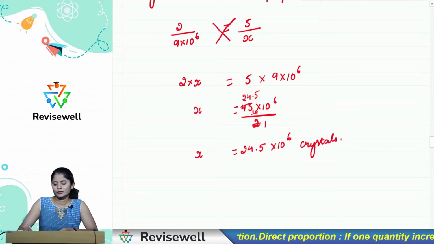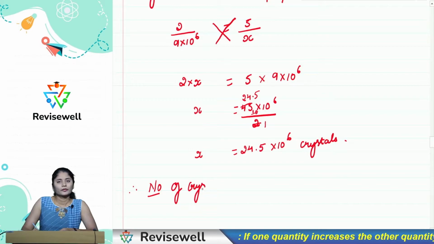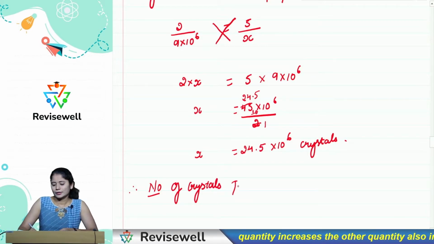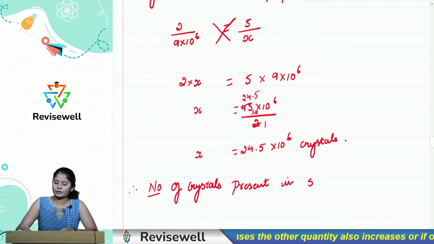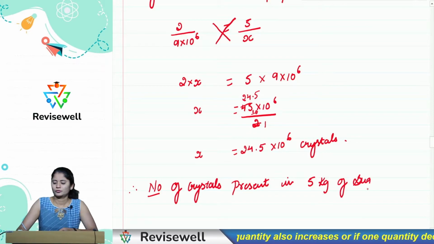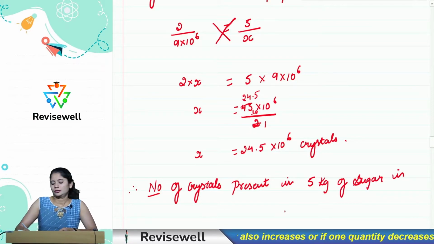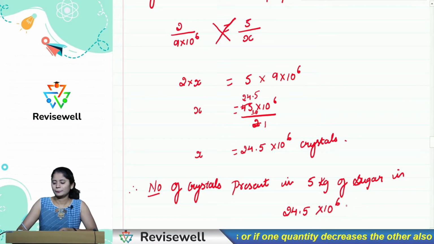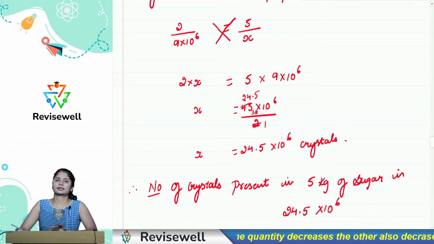Therefore, the number of crystals present in 5 kg of sugar is 24.5 multiplied by 10 raised to power 6.